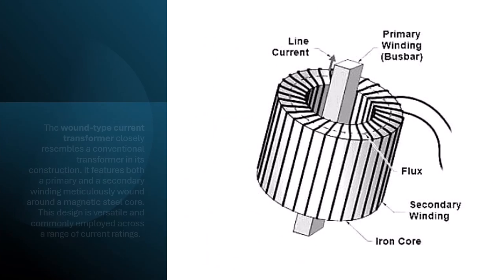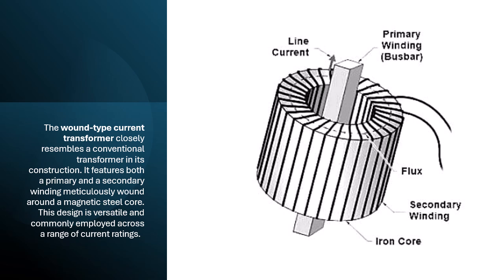The wound type current transformer closely resembles a conventional transformer in its construction. It features both a primary and a secondary winding meticulously wound around a magnetic steel core. This design is versatile and commonly employed across a range of current ratings.